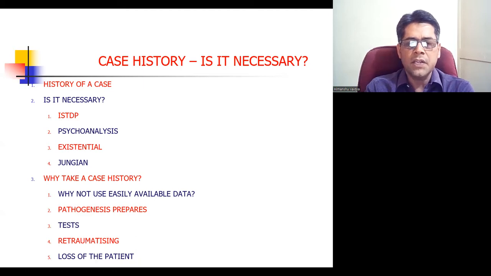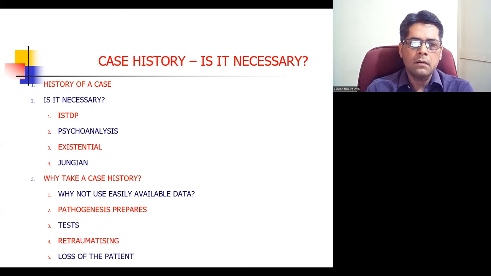Some therapists who practice existential psychotherapy don't go into much of case history because they are not so much interested in pathogenesis as they are interested in philosophical and experiential exploration of the person's life. Some Jungian analysts also don't go for case history. They request the person to start on the couch or face to face, mostly face to face, and then go ahead as the narration flows. So these are some of the areas where therapists don't take case history but directly go to therapy.